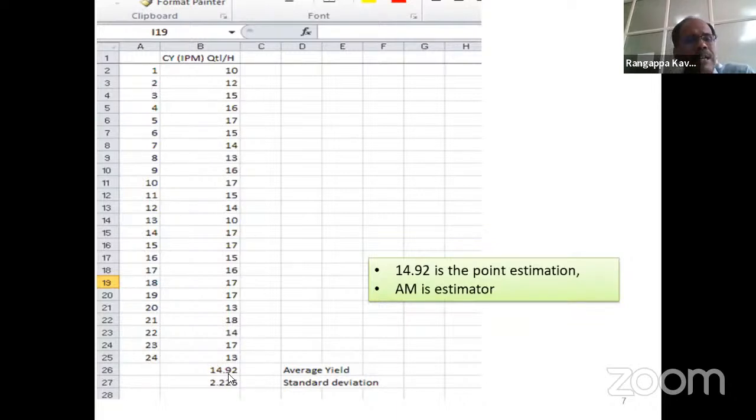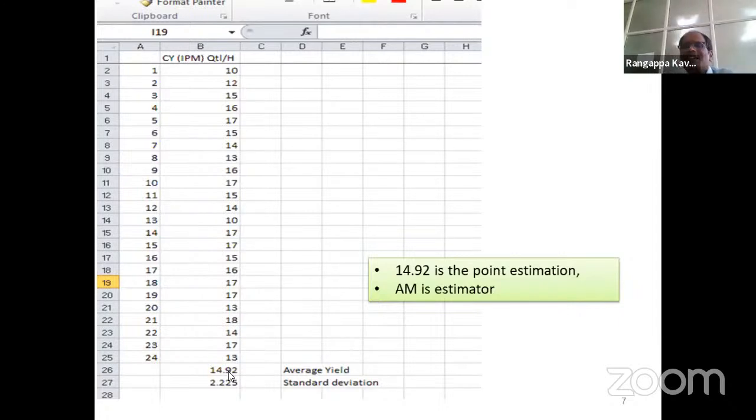See here at the bottom, 14.92, it is visible here, 14.92. 14.92 is nothing but the arithmetic mean. See in Excel, putting the cursor here, if you write equals and AVERAGE, A-V-E-R-A-G-E, open the bracket and select the data from B2 to B25 and give enter, you will get the arithmetic mean value here.